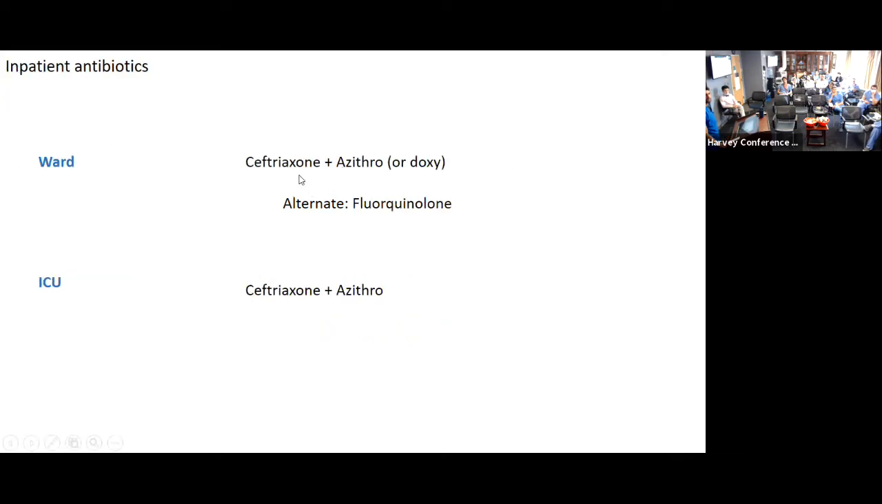This is based on clinical trial data showing that fluoroquinolones and ceftriaxone and azithro are non-inferior to each other for the treatment of pneumonia. Fluoroquinolones have a worse side effect profile, so we use ceftriaxone and azithro. And this is not speaking about risk factors for MRSA and Pseudomonas. Of course, you test for those and treat for it.